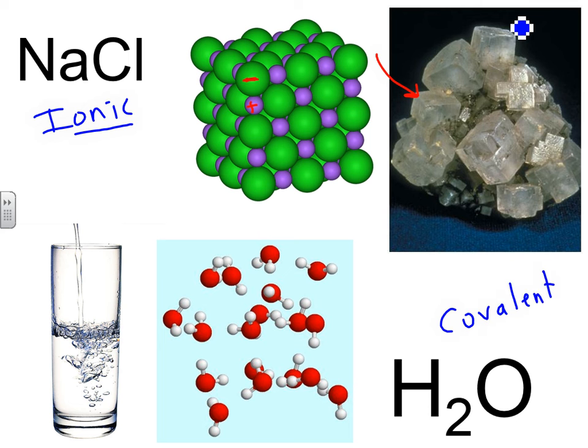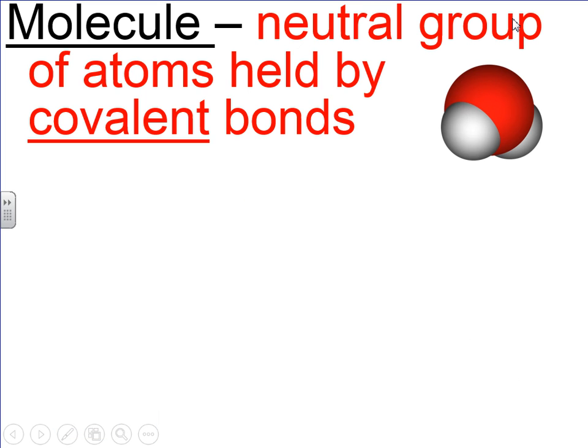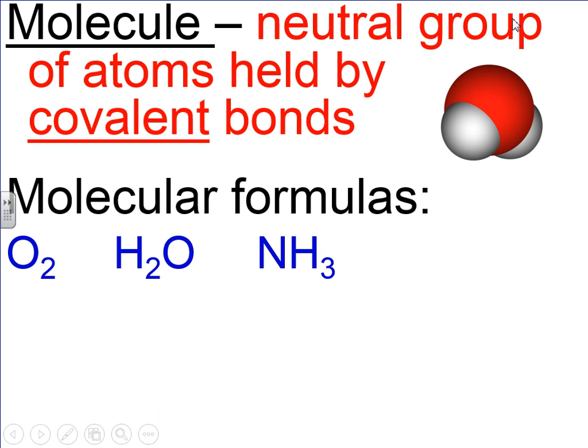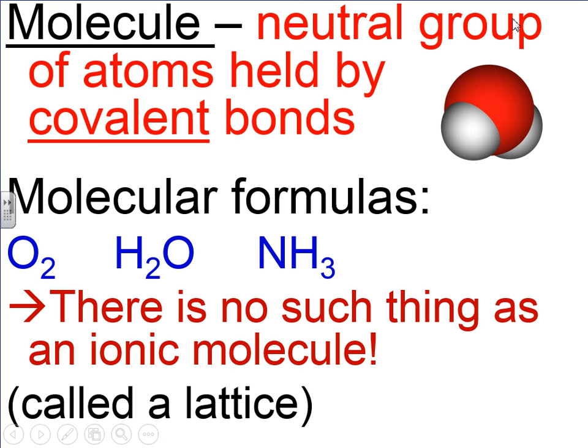And what you see is individual water molecules and a collection of water molecules. Each one of these water molecules is a covalent compound. And at our level, you'll notice this is a liquid, whereas an ionic compound is a solid. Now, a molecule is a neutral group of atoms held by covalent bonds.